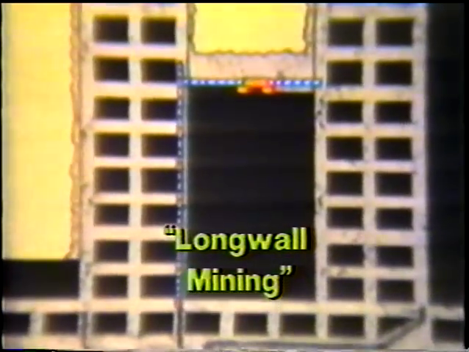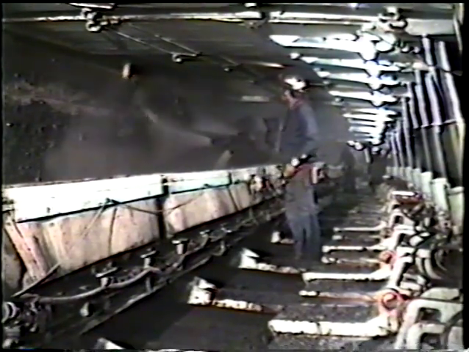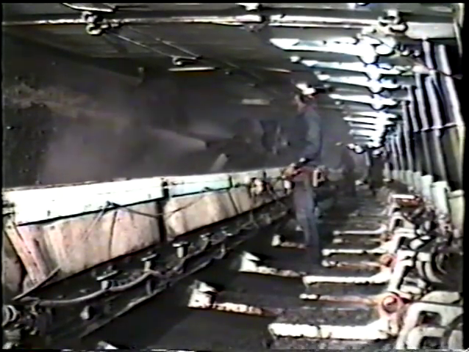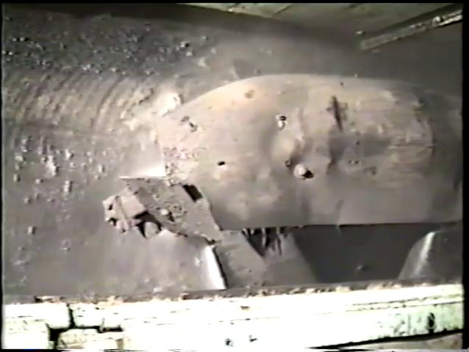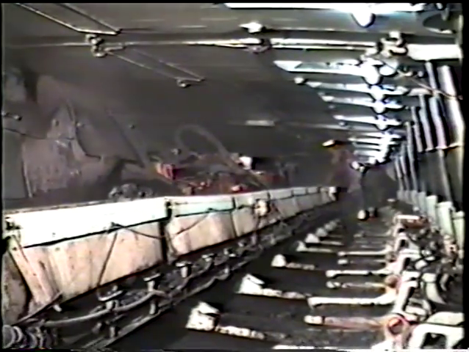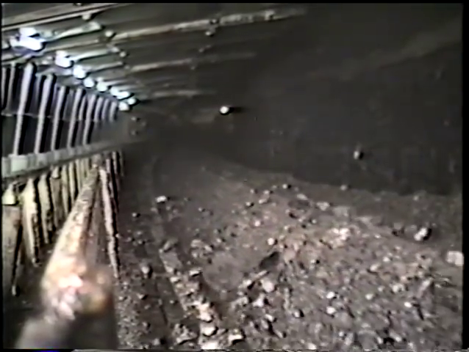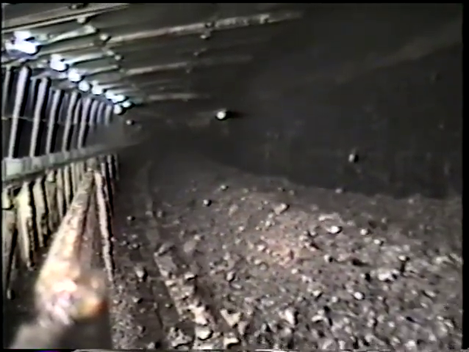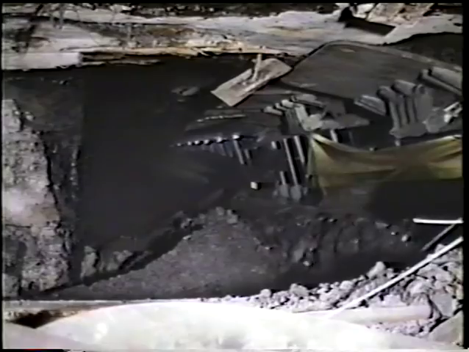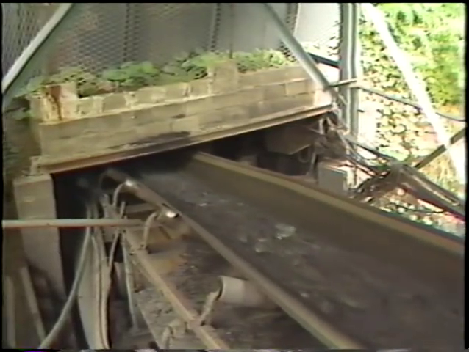Rather than leaving pillars of coal, longwall mining removes large sections or panels while mining from a long wall of coal. The cutting drum, called a shearer, moves back and forth along a long wall of coal up to 900 feet long. As the coal is cut, it falls onto a chain conveyor, which takes it to a conveyor belt and then out of the mine.